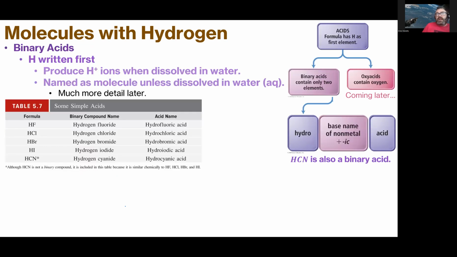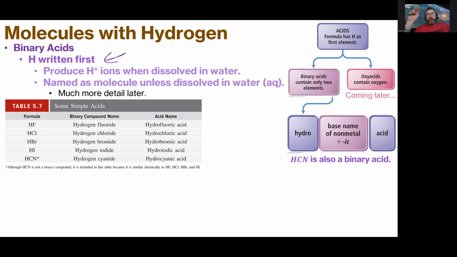Yeah. Other things that have hydrogen in them that are molecules also act as acids. And so we're going to talk a lot about acids in this course too later on. Right now, I'm zoning in on naming stuff. Okay. We can tell we're dealing with something that can act as an acid because the hydrogen is written first in the formula, right? And our good general definition for acids is going to be anything that produces an H plus ion when dissolved in water.